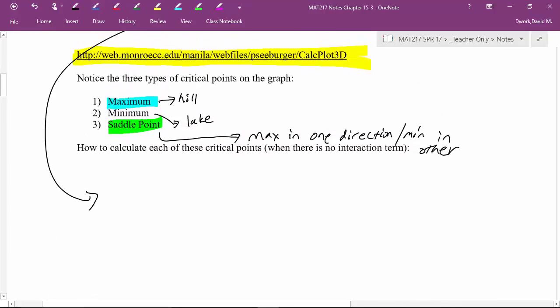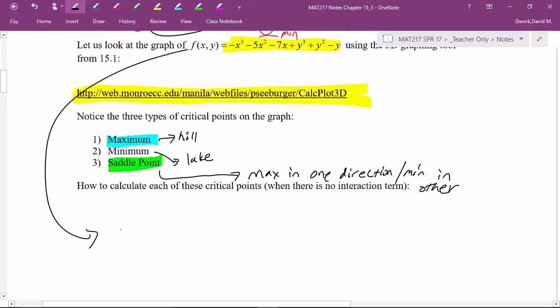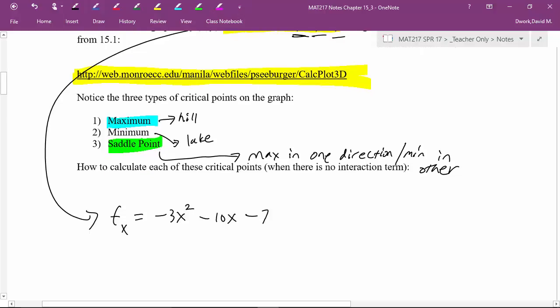So first things first, we need our derivatives. Now, the whole reason we did 15.2 was because we learned how to do partial derivatives. So what we're going to do is the derivative in the x direction. That would give us what? Negative 3x squared minus 10x minus 7. And then the next term doesn't have any x's, so those are just 0 plus 0 plus 0. So there's our derivative in the x direction.